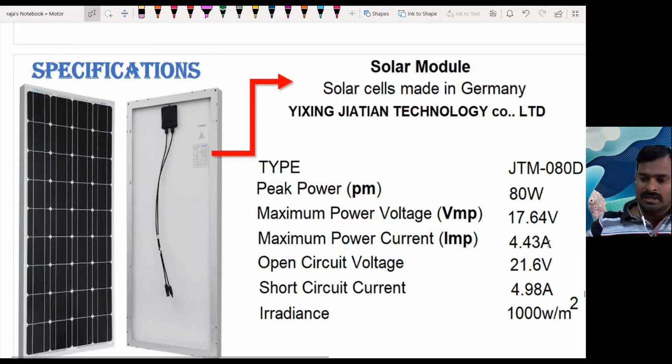The maximum current it can deliver with the load is 4.43. Without any load, in an open circuit voltage condition, it can generate up to 21.6 volts. When it is shorted, you can see up to 4.98 amperes, and 1000 watts per meter square is the irradiance of this given solar panel.